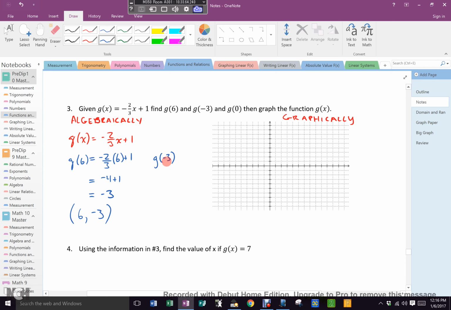Now, what happens here? Same thing. What's x become? Negative 3. So what goes into the graph? Or what goes into the function? Negative 3 plus 1. What's negative 2/3 times negative 3?